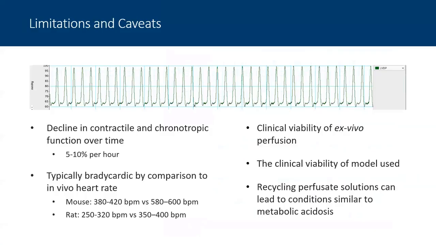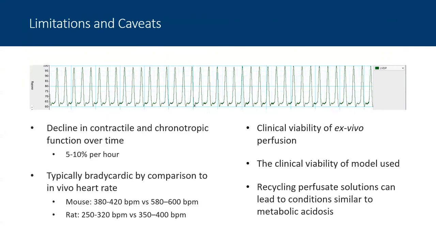So some of the limitations and the caveats to Langendorff perfusion: obviously there will be a decline in contractile and chronotropic function over time, and using a Krebs-Henseleit buffer or a crystalloid buffer, this has been estimated to be around about a 5 to 10% drop in contractile function per hour of perfusion.